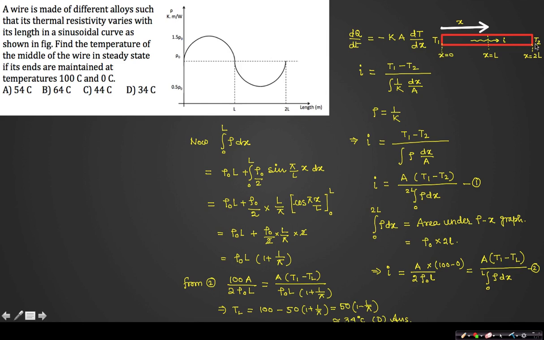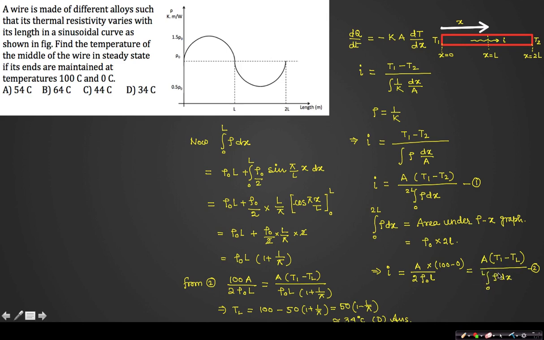if I try to write down the same Fourier's equation, not between T1 to T2, but between x equal to 0 and x equal to L, I should find the same current expression. So here I have written this equation from 0 to L, and I have assumed the temperature at this L to be TL. So I can write it is (T1 minus TL) into A divided by the integral of rho dx from 0 to L.